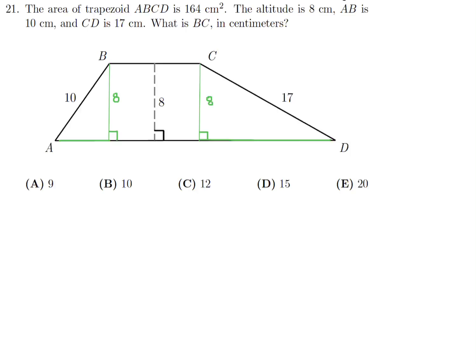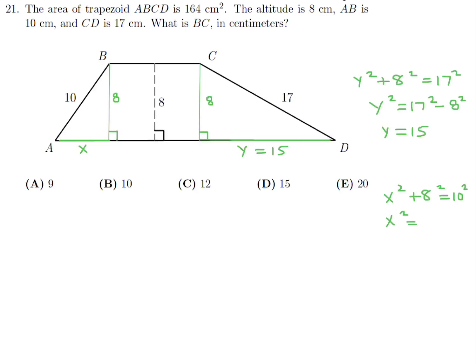So this side right here, if you want to call it y, y squared plus 8 squared is 17 squared, correct? And therefore y squared is 17 squared minus 8 squared. And if you do the math here, you'll get y is equal to 15. Very similarly, we can figure out that length. We call it x. x squared plus 8 squared is equal to 10 squared. And therefore x squared is equal to 10 squared minus 8 squared, and x will therefore be 6.